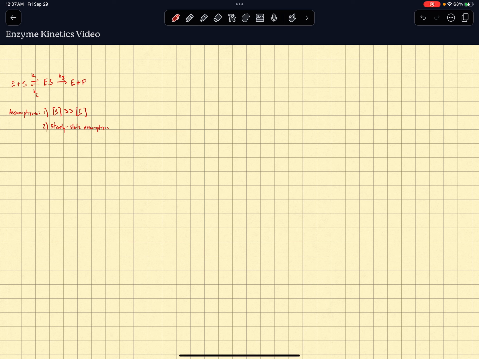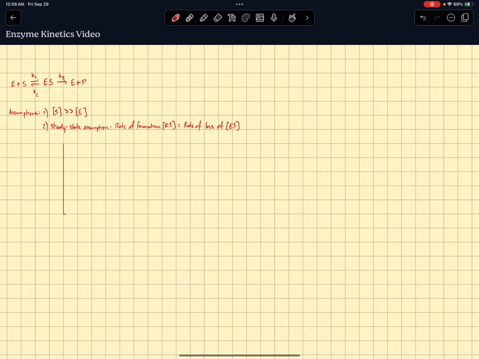And what that means is that the rate of formation of the enzyme substrate complex is going to be equal to the rate of the loss of the enzyme substrate complex. And that sentence, rate of formation of the enzyme substrate complex is equal to the rate of loss, or just the steady state assumption, those are words that are going to be thrown around. And it's very helpful to understand conceptually what that means.